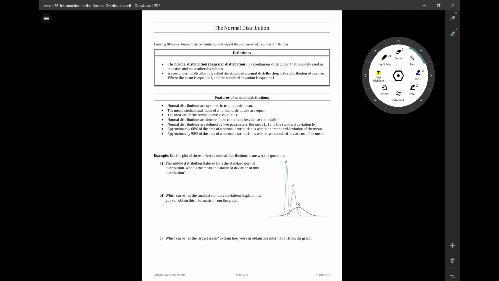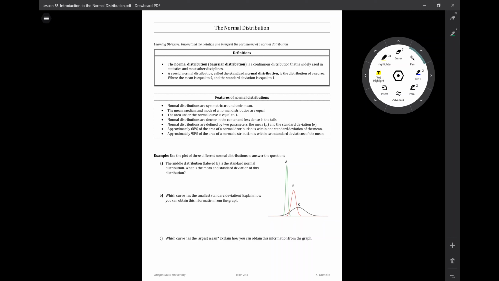They are denser in the center and less dense in what we call the tails or the ends as we deviate away from the center. They are defined by two parameters, the mean, which we call mu, and the standard deviation, which we call sigma. Approximately 68% of the area of a normal distribution is within one standard deviation of the mean, and approximately 95% of the area of a normal distribution is within two standard deviations of the mean.